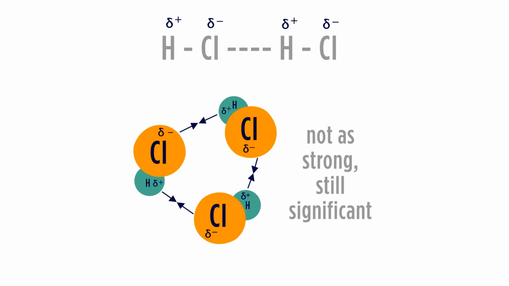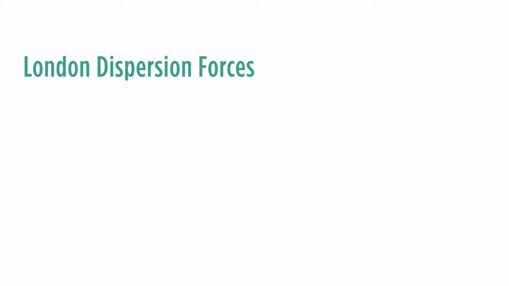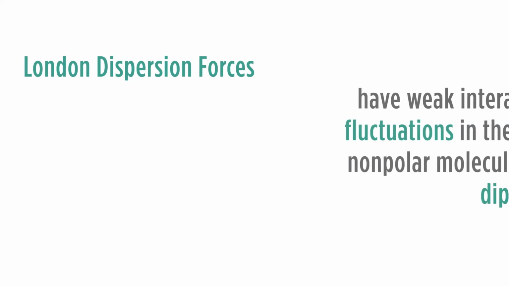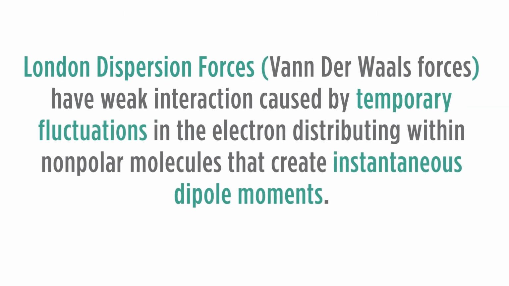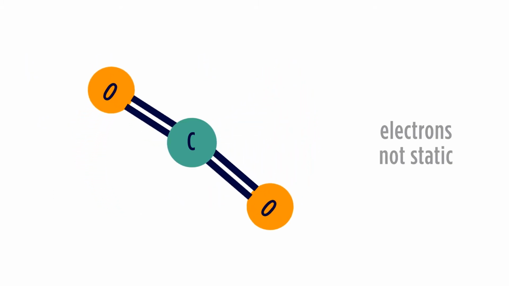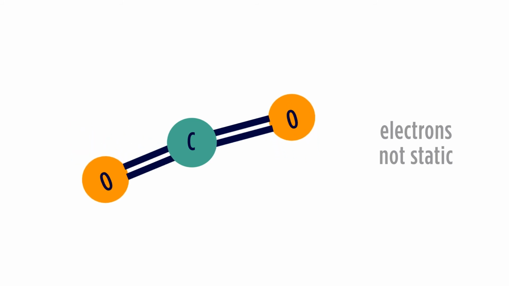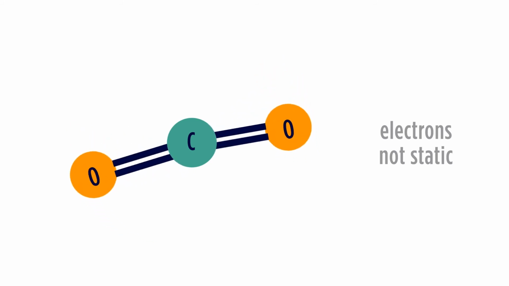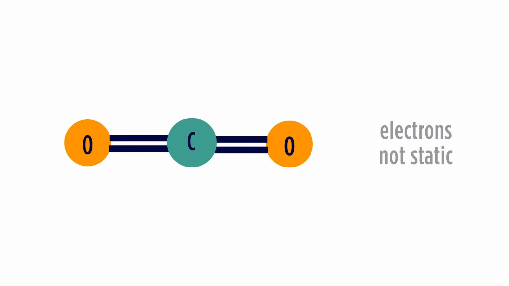The last intermolecular force, London dispersion forces, sometimes loosely called van der Waals forces, are forces that are very weak. London dispersion forces are weak interactions caused by temporary fluctuations in the electron distributions within nonpolar molecules that create instantaneous dipole moments. We have to remember that the electrons are not static around a molecule. They're flowing in an electron cloud. And as such, it's possible for the electrons to end up on one side of the molecule or the other.